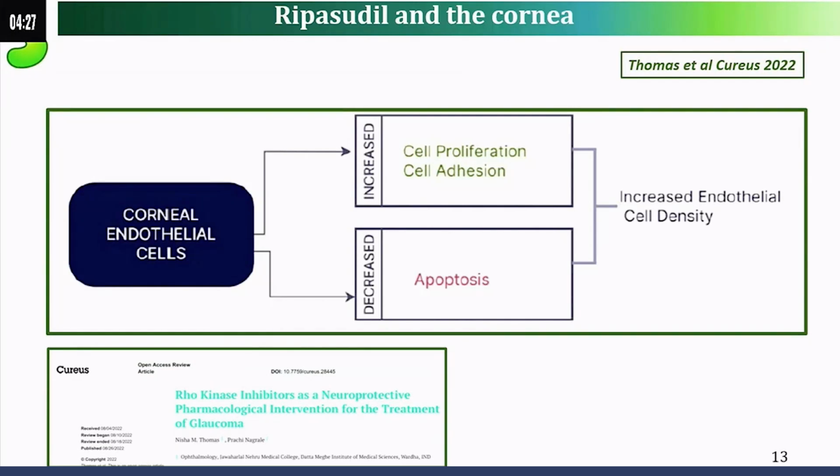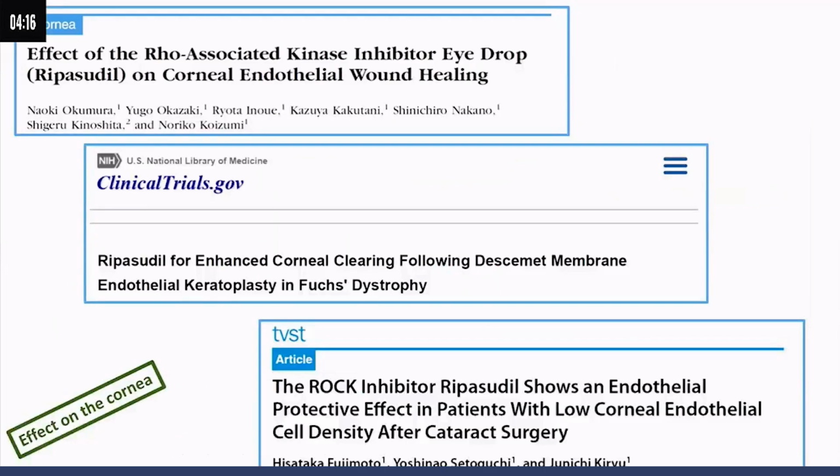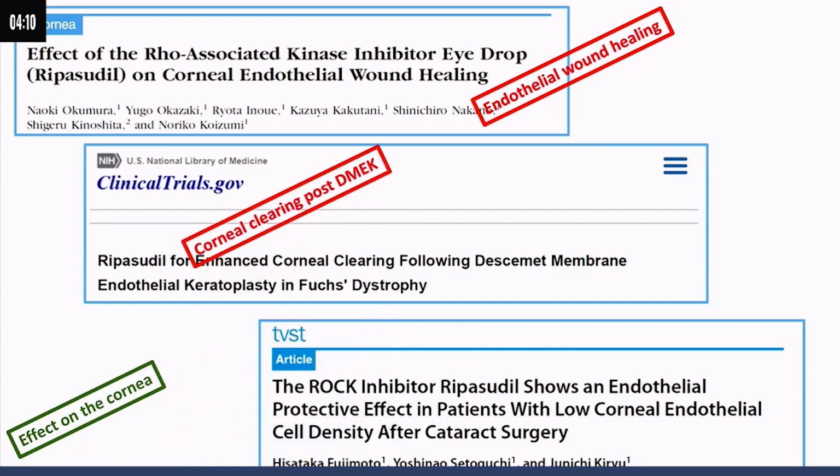Take home 5 is very, very important. Effect of ROCK inhibitors on the cornea. Now they do a lot of things on the cornea. They increase the cell proliferation and the cell adhesion, and they decrease the apoptosis. As a result of which, what happens? Number one, it can be used in endothelial wound healing, in corneal clearing post-DMEK, and in post-cataract surgery cases.